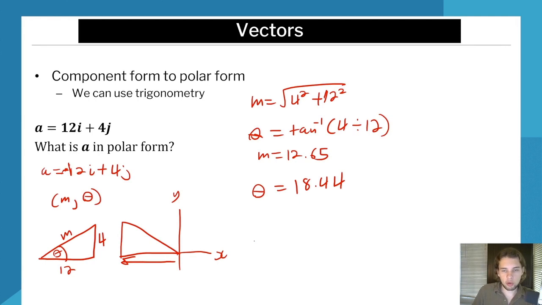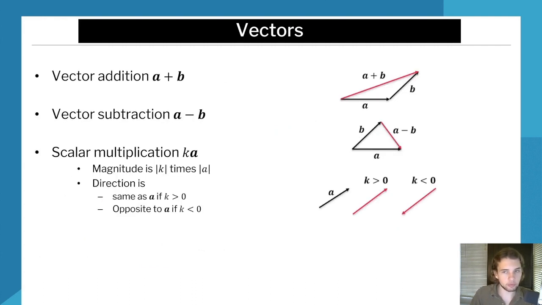So then our polar form can be written as 12.65 and then 18.44. And of course, we have to remember which type of angle we're using, because often we might use radians. So radians, sorry.